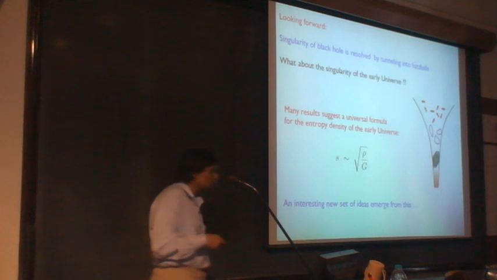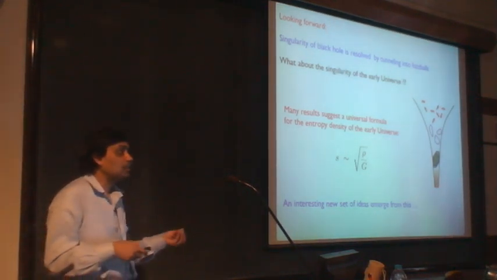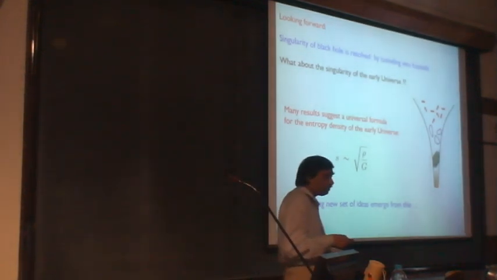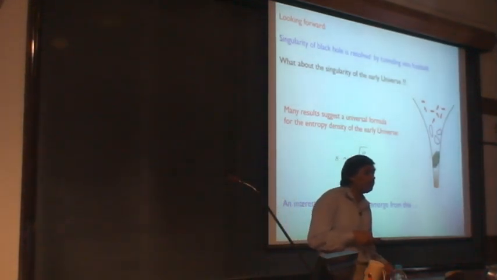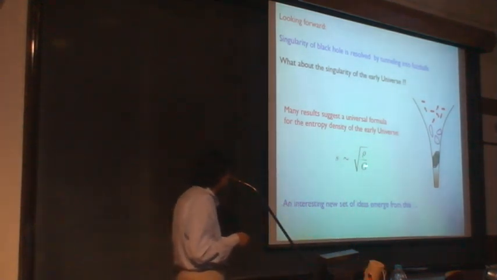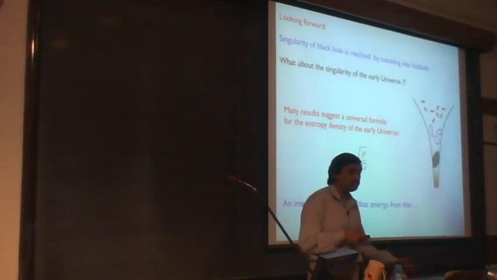And one question you can ask in particular is, in the limit of infinite density, does a well-defined theory like string theory have any prediction for the equation of state? And it turned out from many different points of view, it seems that it's a universal equation of state where the entropy density is proportional to root rho over g when you get to the limit of infinite density, going back to the past.